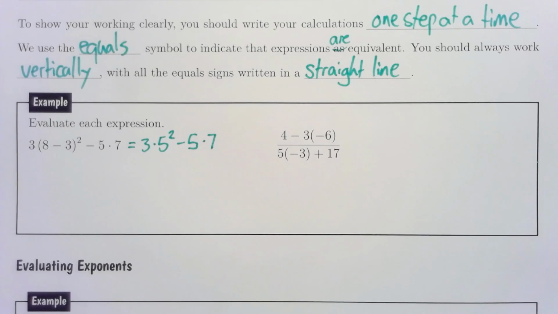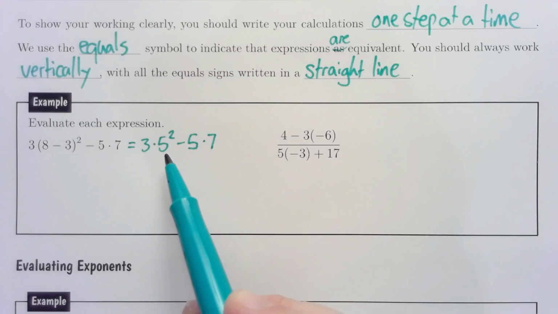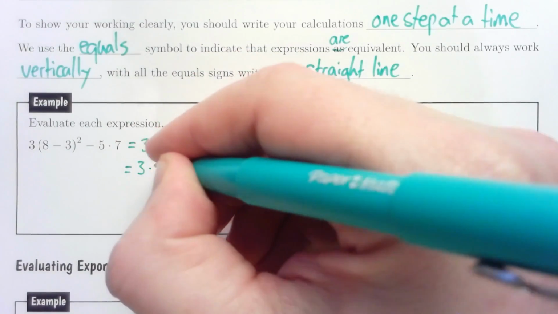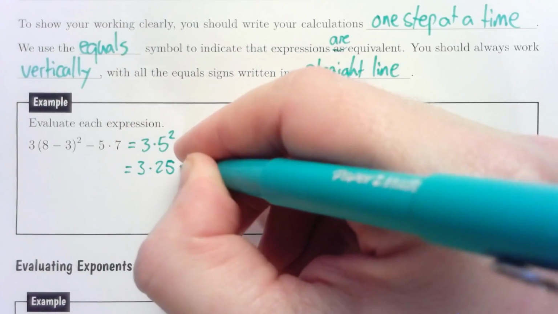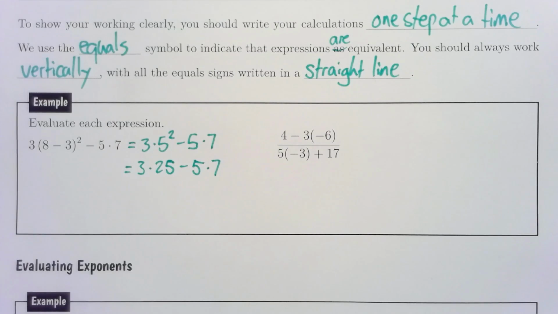Now the next step in our order of operations is exponents, and we have an exponent. So we have 5 to the power of 2, which is 25. So we evaluate that, and the rest of the expression is written out the same way. Notice my equal sign written directly below the one that I already had before.